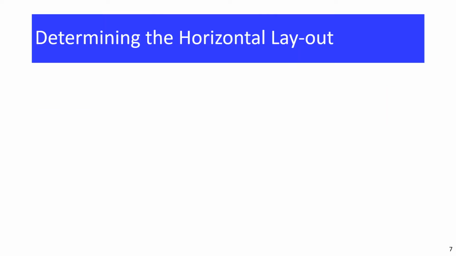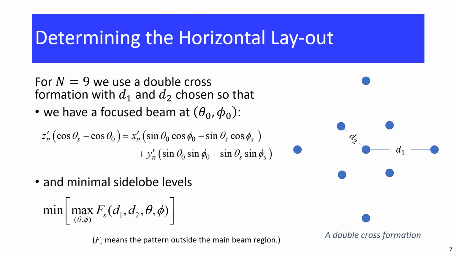We start by determining a good horizontal configuration for the array. We pick a symmetric array layout to allow for beam steering by simply rotating the drone. For instance, in the case of 9 array elements, we use a double cross formation as shown in this figure. The parameters d1 and d2, representing the distance between the central element and the elements on the two crosses, are chosen so that the generated pattern is focused at theta 0, phi 0 with minimal side lobe levels.